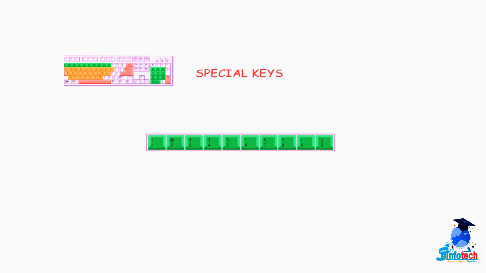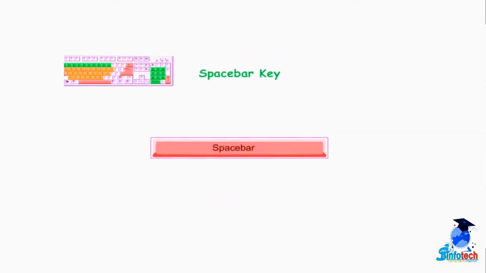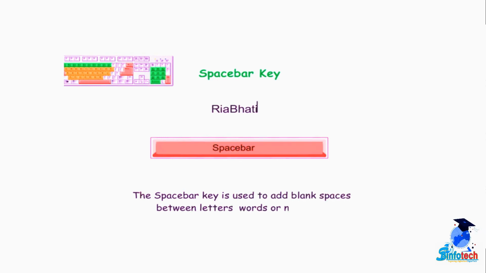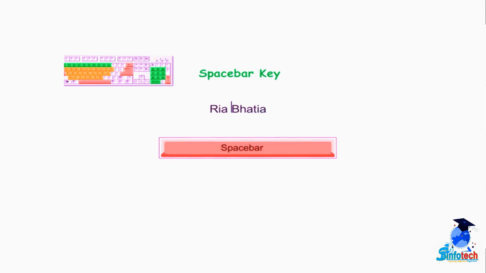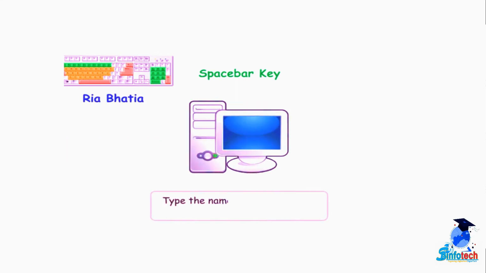Special keys. Now let us learn about some special keys that are commonly used. Look at the longest key on the keyboard. Yes, this is a spacebar key. The spacebar key is used to add blank spaces between letters, words or numbers. Type the name given on the left. See how it looks without a space. Now press spacebar after Ria and see the result.